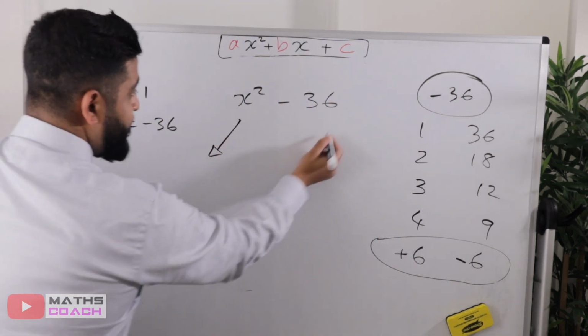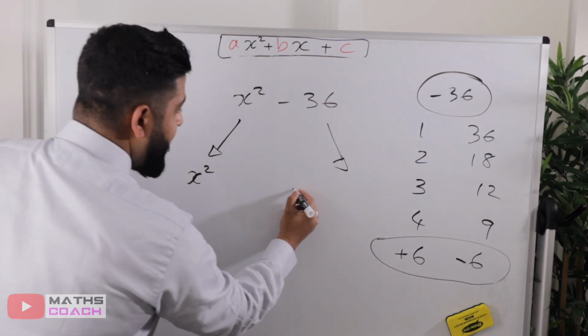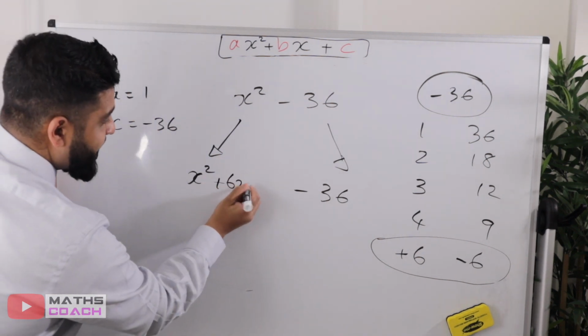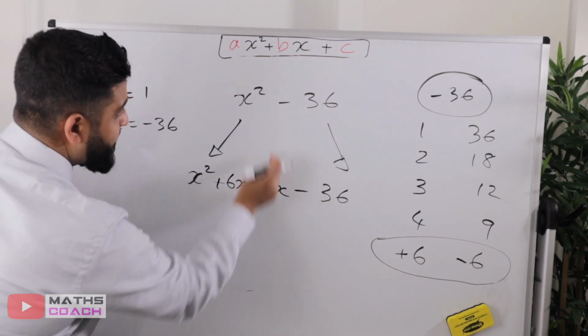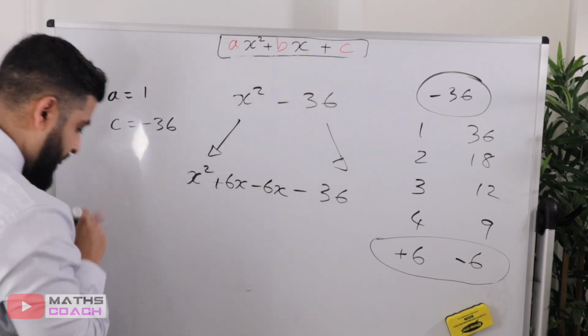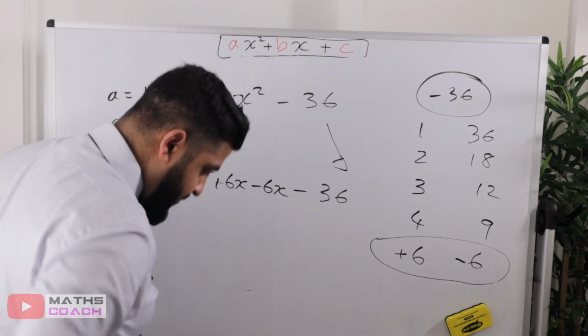So here we'll use the same method as we used before. We have x squared and minus 36. And we're going to do plus 6x minus 6x, because remember we want 0x, since there's no b term here. So that's that. And then from here, oops, same color.